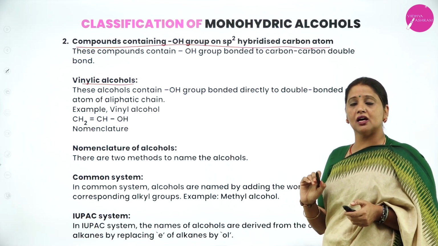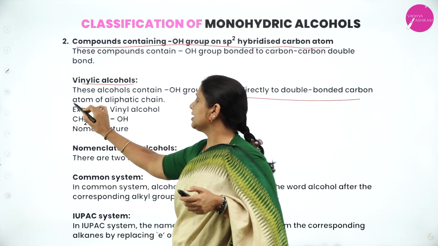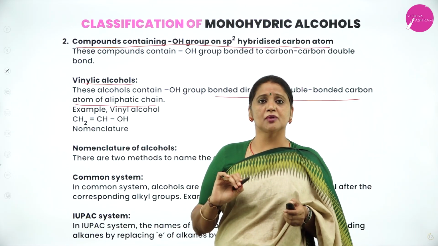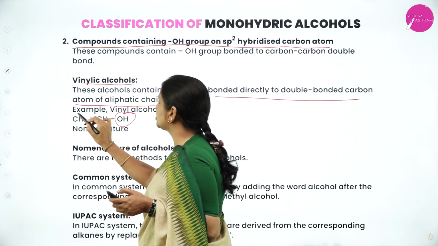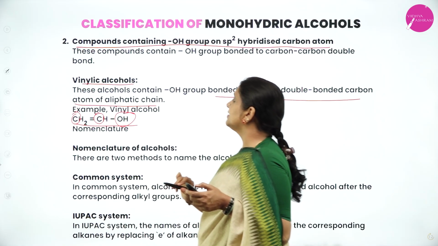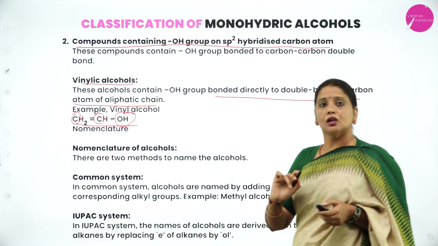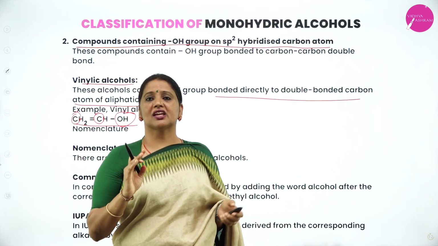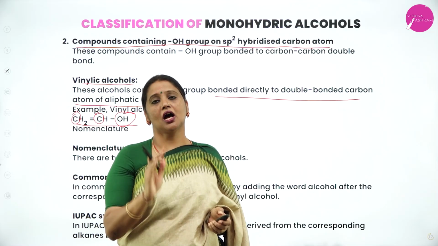What are vinylic alcohols? Here the OH group is directly attached to the carbon-carbon double bond of an aliphatic chain. The example is vinyl alcohol. Therefore, that completes the classification of monohydric alcohols.